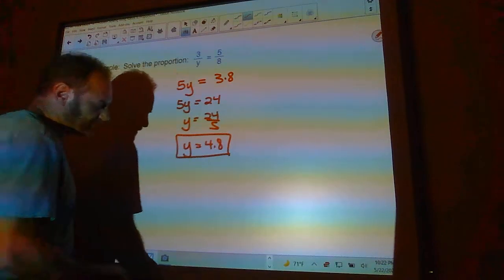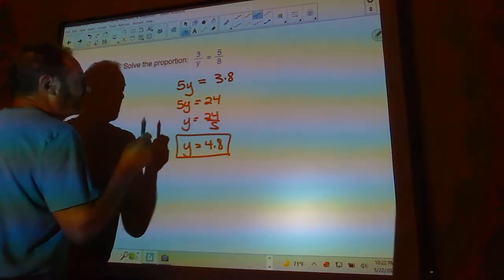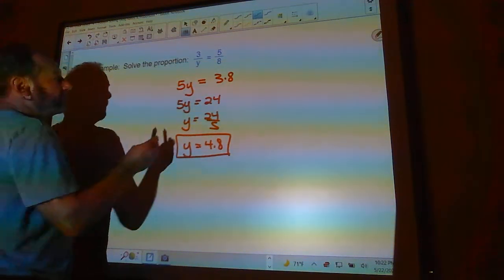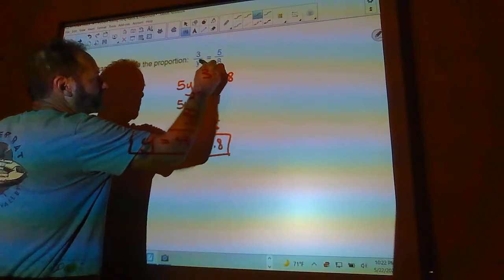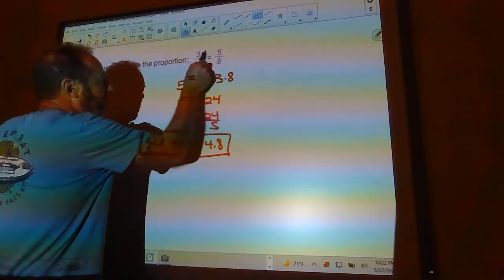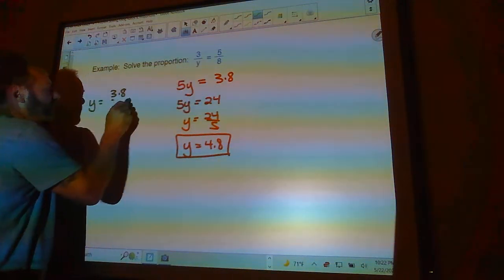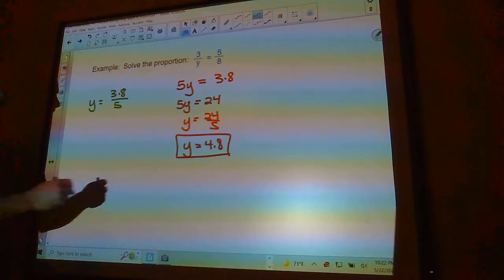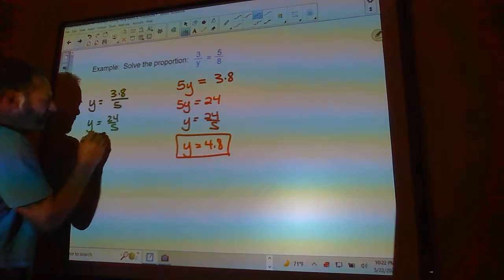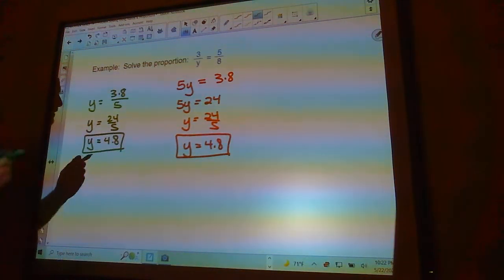Now, I don't usually do it that way. I go straight to this. I know that I can go straight to y equals, because it will always work, no matter how the proportion is arranged, wherever the variable is. I can take the two numbers diagonal from each other, multiply them together, divide by the other number, and I will get the same thing as I get here. So this would be 24 over 5, which again is 4.8. Okay, so piece of cake.